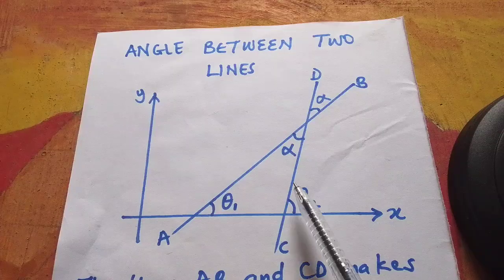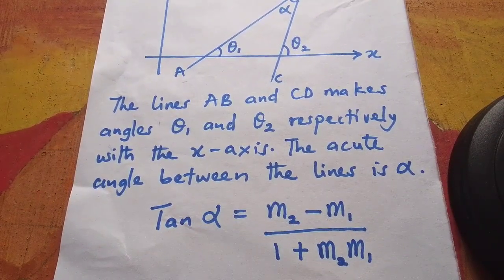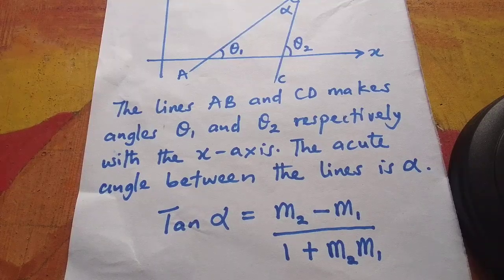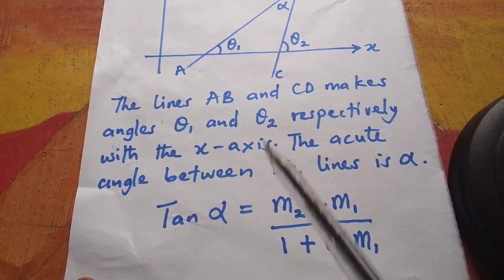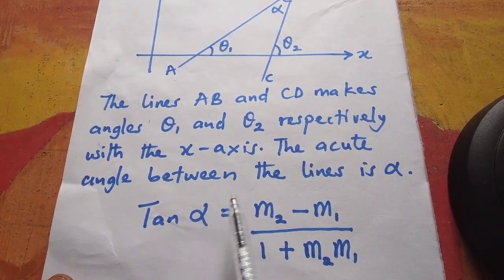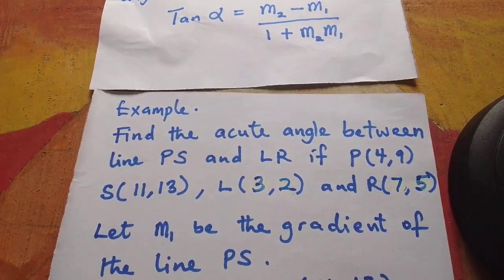To calculate the value for alpha, tan alpha is equal to the gradient of the second line minus the gradient of the first line, divided by 1 plus the product of the two gradients, m2 times m1. Now let's consider this using an example. To get the angle between these two lines, you use this formula: tan alpha is equal to this.